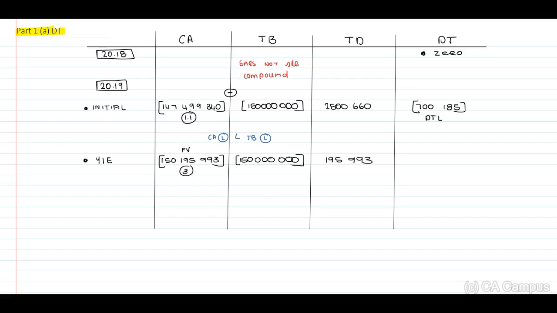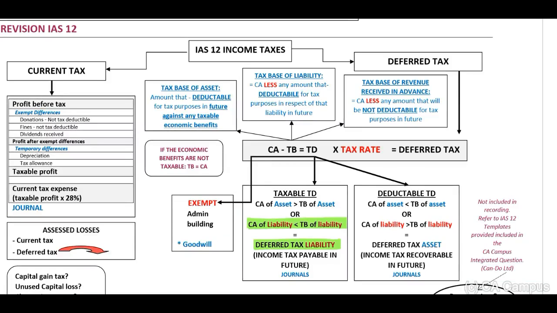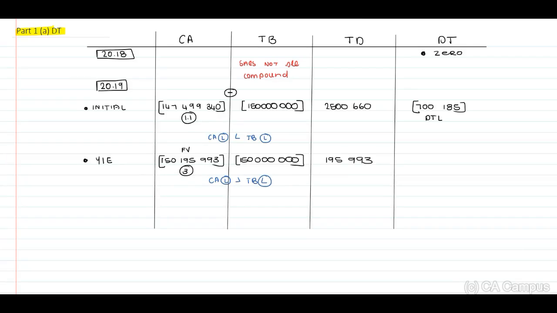Now, when we look at this, guys, first I need to include that. That is my calculation 3. Okay, so the carrying amount of our liability exceeds the tax base of the liability. Back to basics. If the carrying amount of your liability exceeds the tax base, this will be a deferred tax asset. Therefore, we have an amount of 54,878 deferred tax asset.